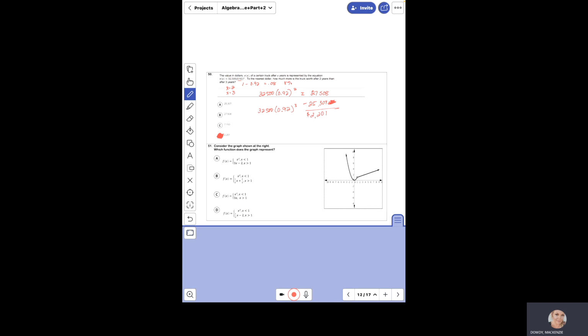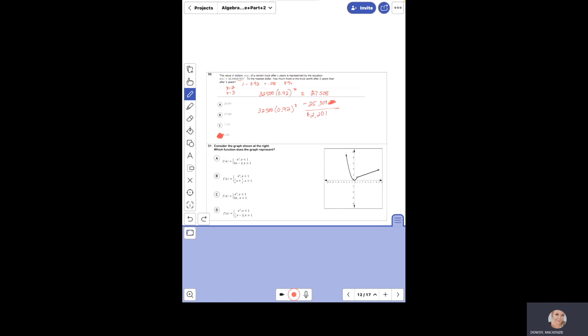Consider the graph shown at the right. Which function does the graph represent? Okay, I see what they're looking at. So on that other one, they weren't real clear on the directions, but we did what it said. So anyway, what they wanted you to recognize is that this is a parabola and this is a straight line. Okay, so they want us to find what function represents the one on the right.